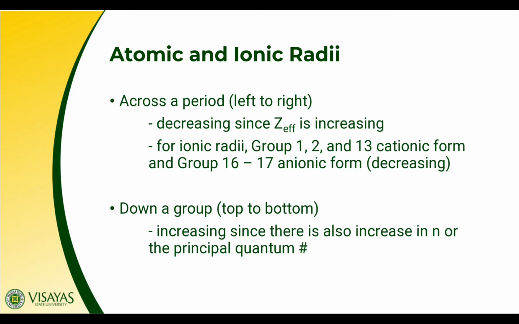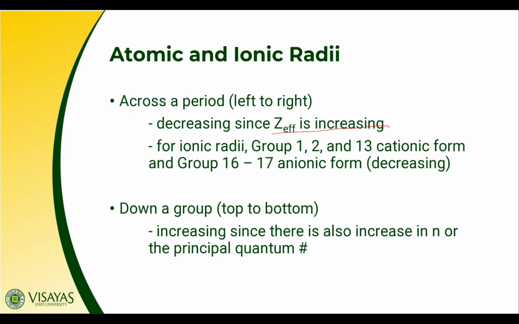Okay, for the next periodic trend, we have atomic and ionic radii. The trend for atomic radii from left to right is that it is decreasing. Why is this so? We will refer to the value of effective nuclear charge. Recall that the effective nuclear charge increases from left to right. What is effective nuclear charge again? It is the net positive charge felt by the electron.